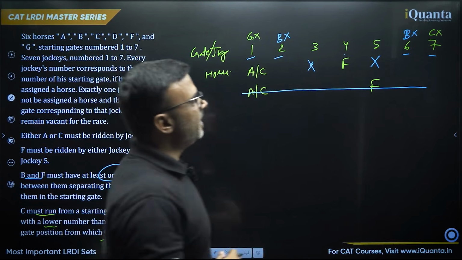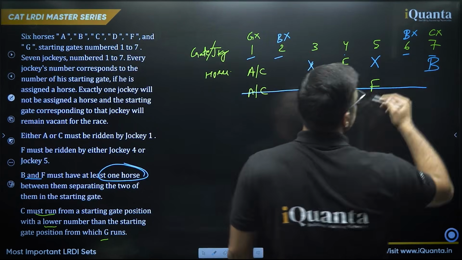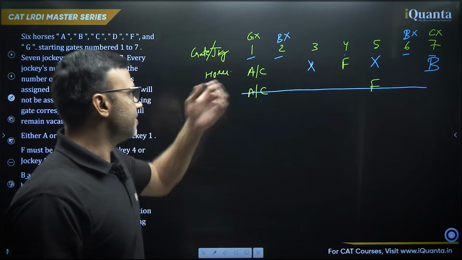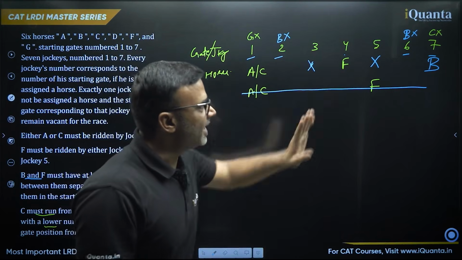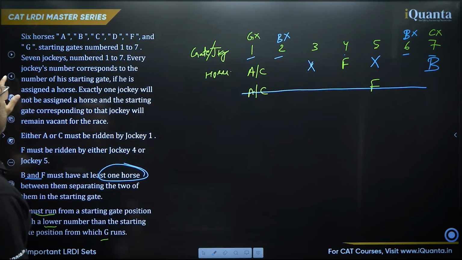So that means B has to be at the 7th place, because B cannot be at the first place. It is either A or C. So B has to be at the 7th place.